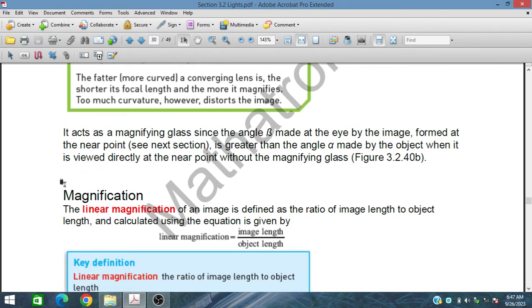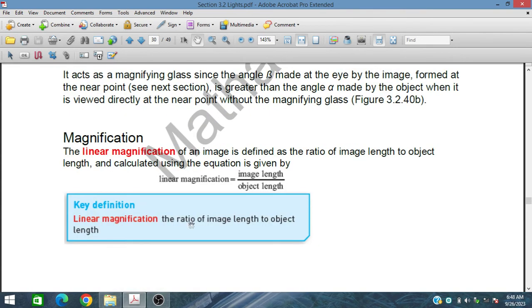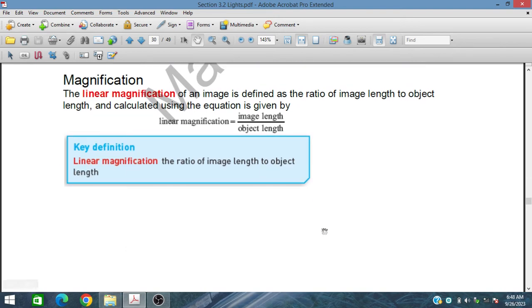So this is magnification. A linear magnification of an image is defined as the ratio of the image length, here we have this image length, to the object length. So linear magnification is the ratio of the image length to the object length.